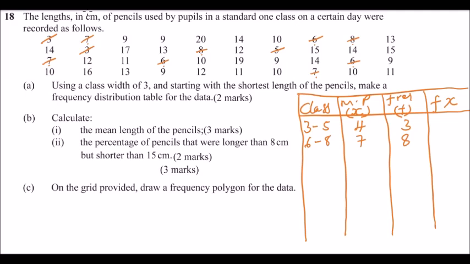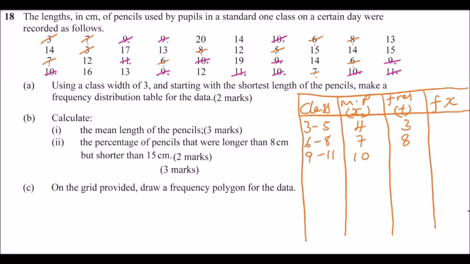Then our next class is from 9 to 11. The midpoint is 10. Then we check the number of data that are in between 9 and 11. So we have 1, 2, 3, 4, 5, 6, 7, 8, 9, 10, 11, 12, 13. So they are 13.